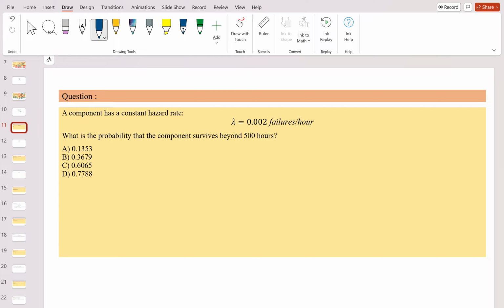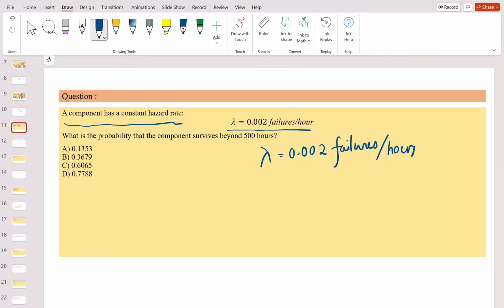So what is it actually saying? When you see, it is saying that a component has a constant hazard rate. That is, lambda is basically 0.002 failures per hour. Okay, so it means that in an hour, 0.002 failures will occur.